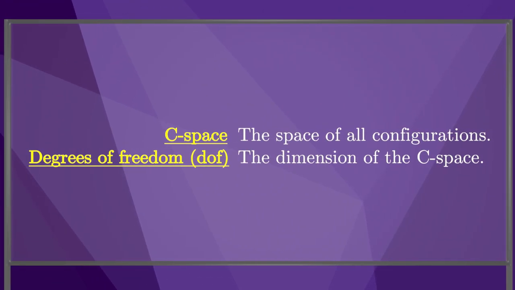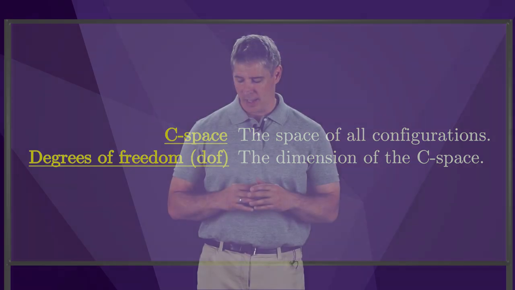The configuration space, which we often call the C space for short, is the space of all configurations of the robot. The number of degrees of freedom is the dimension of the C space, or the minimum number of real numbers you need to represent the configuration. As an example, this two-joint Tinker Toy robot has 2 degrees of freedom given by the angles of the two joints. I can visualize the angle of joint 2 as a point on a circle, and the angle of joint 1 as a point on another circle.